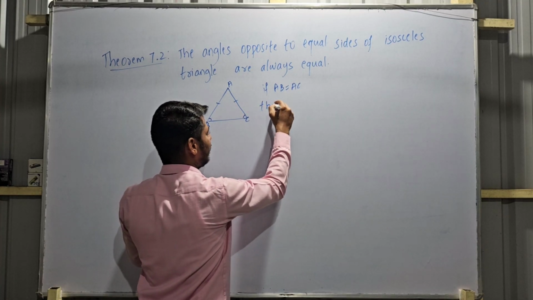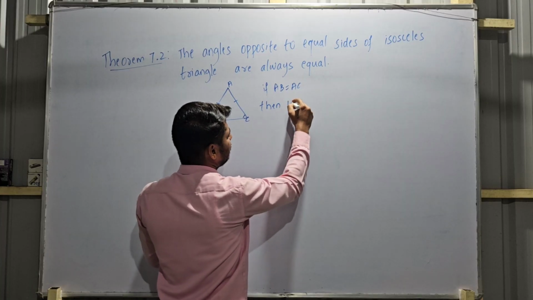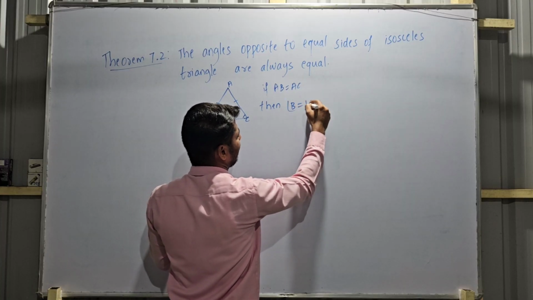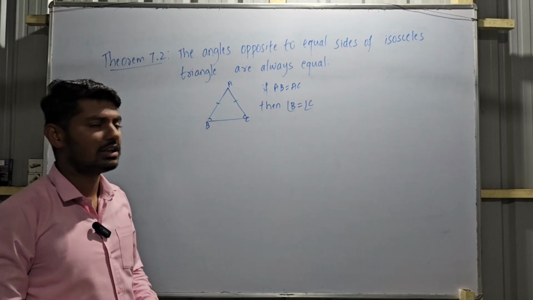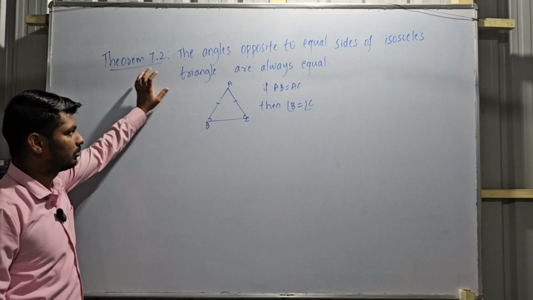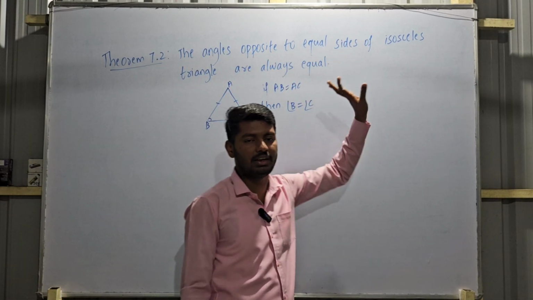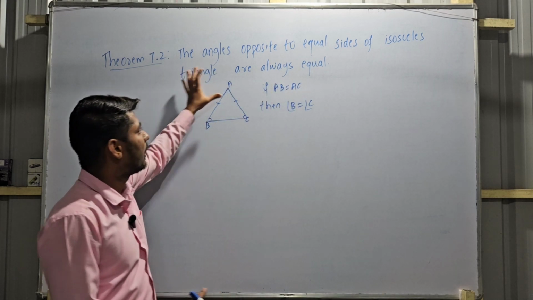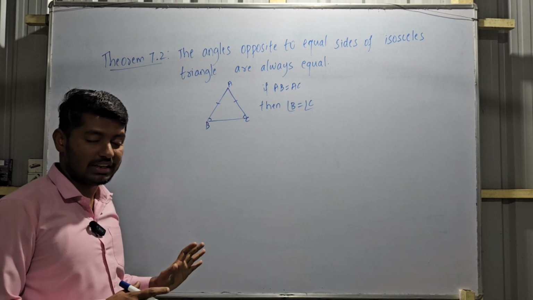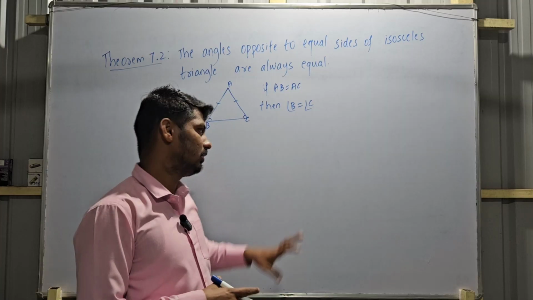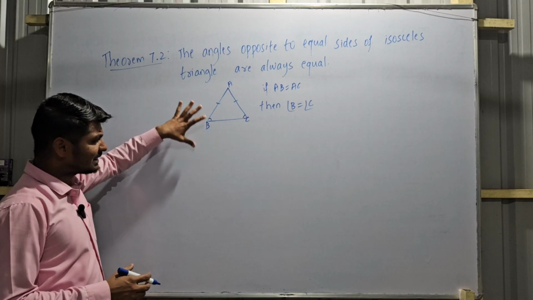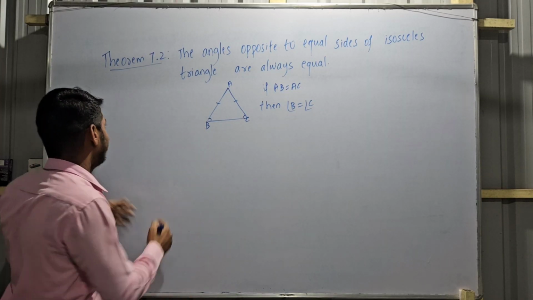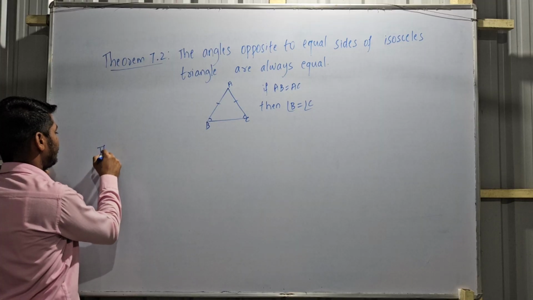Then angle B is equal to angle C. So this is the statement of theorem number 7.2, which states that the angles opposite to equal sides of an isosceles triangle are always equal. The same we will see the converse, that is theorem number 7.3.